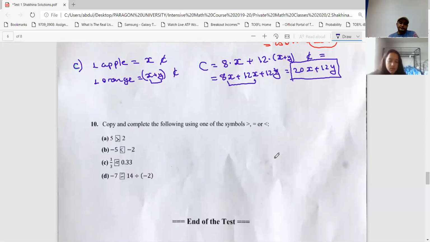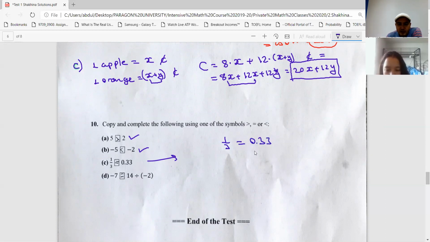And the last question, that is, 5 is greater than 2. That's correct. Negative 5 is less than negative 2. That is correct. 1 over 3 is equal to 0.33. Is it correct? Okay. Look, this one is not correct. You are saying that 1 over 3 is equal to 0.33, right? Let me multiply both sides by 3. Multiply by 3. And 3 times 1 over 3, what is it?